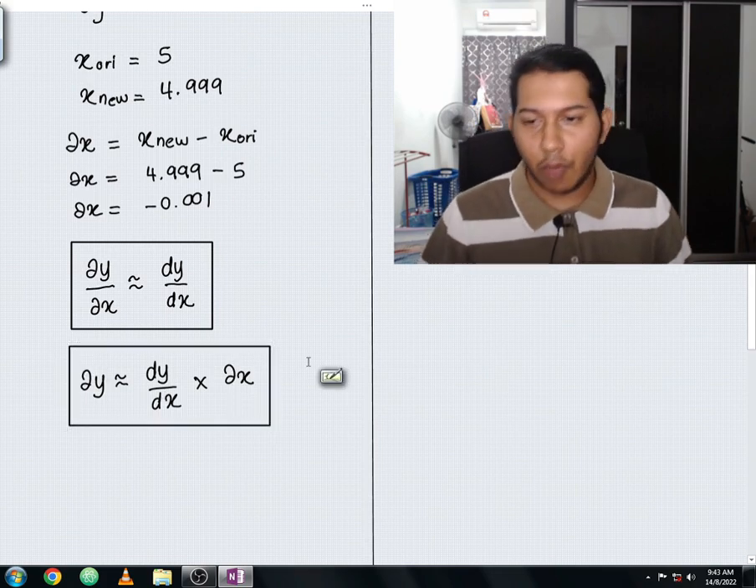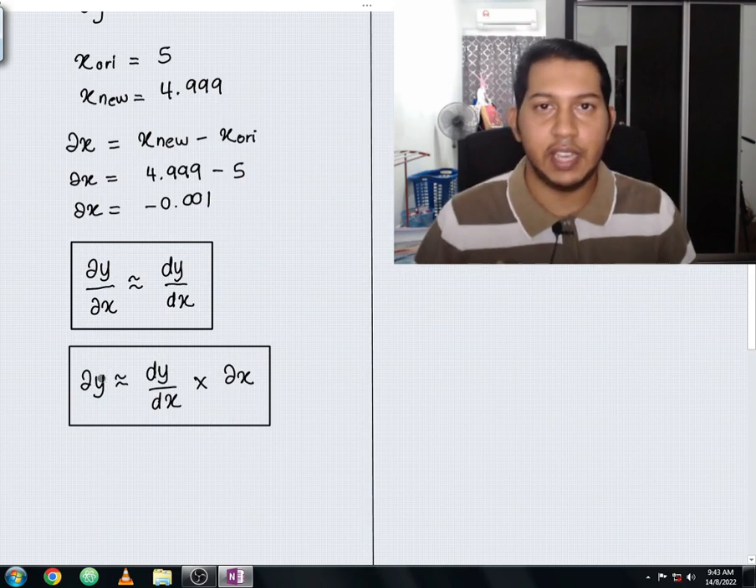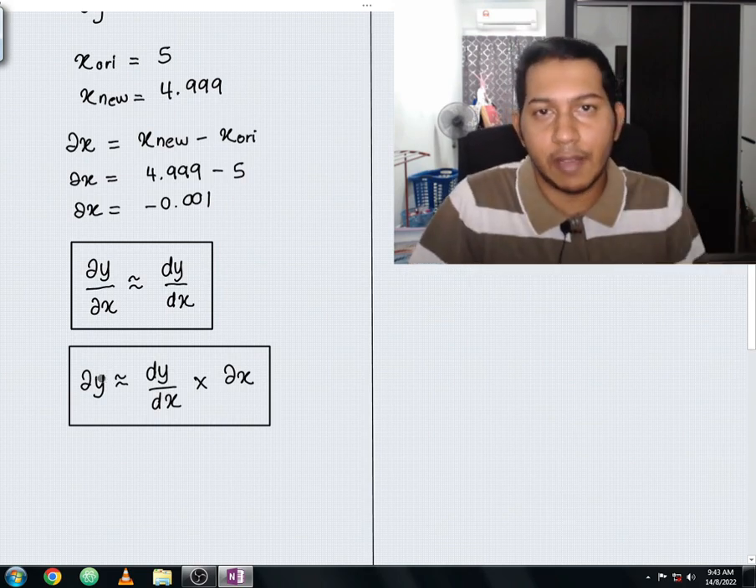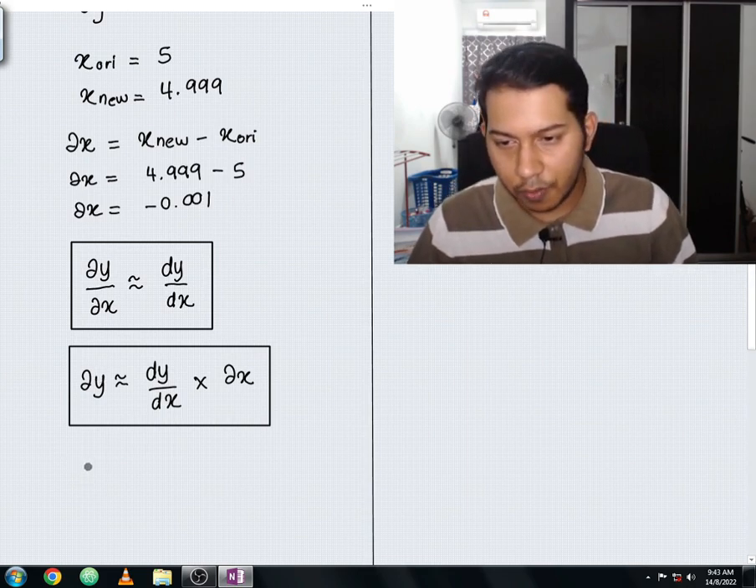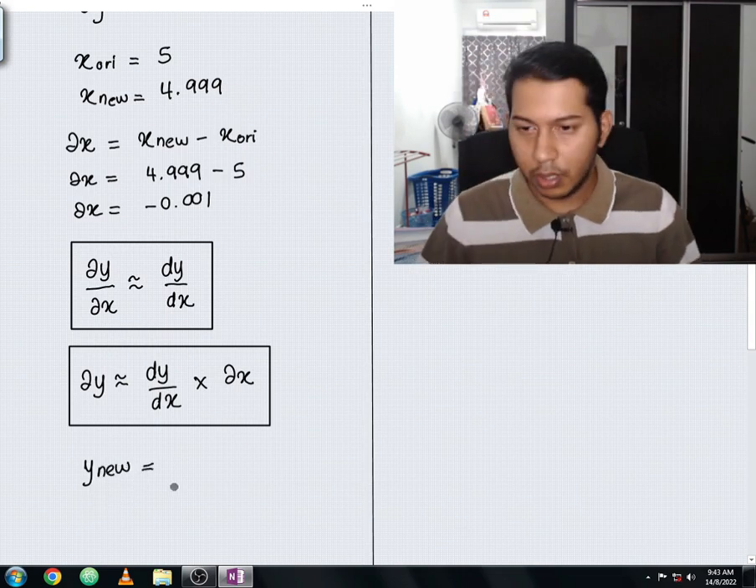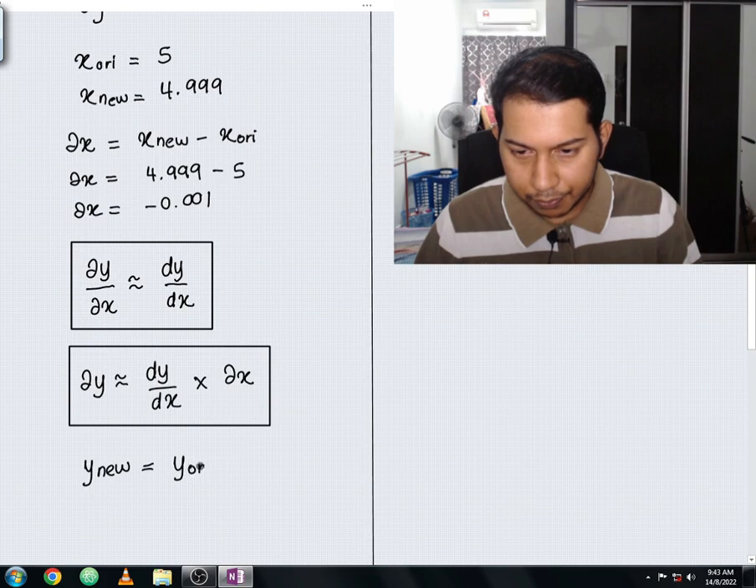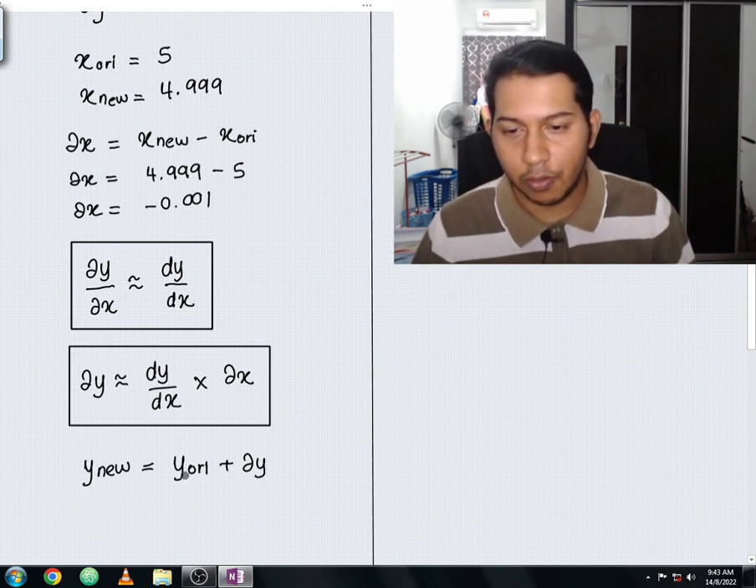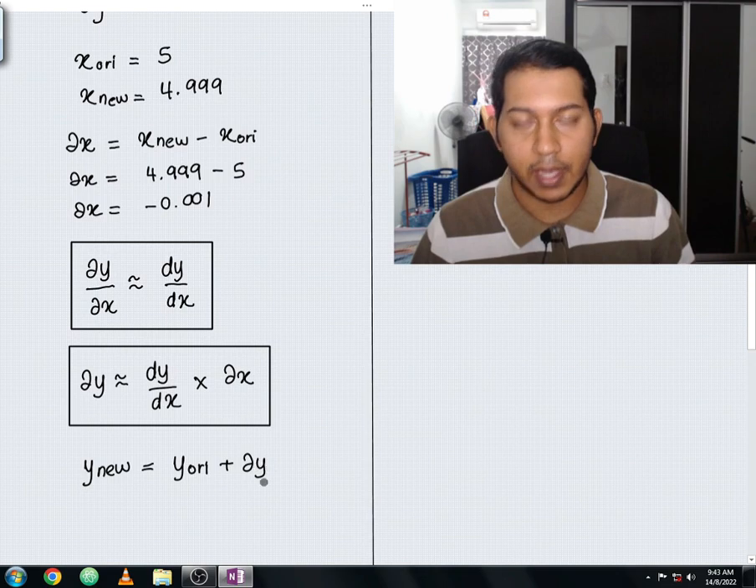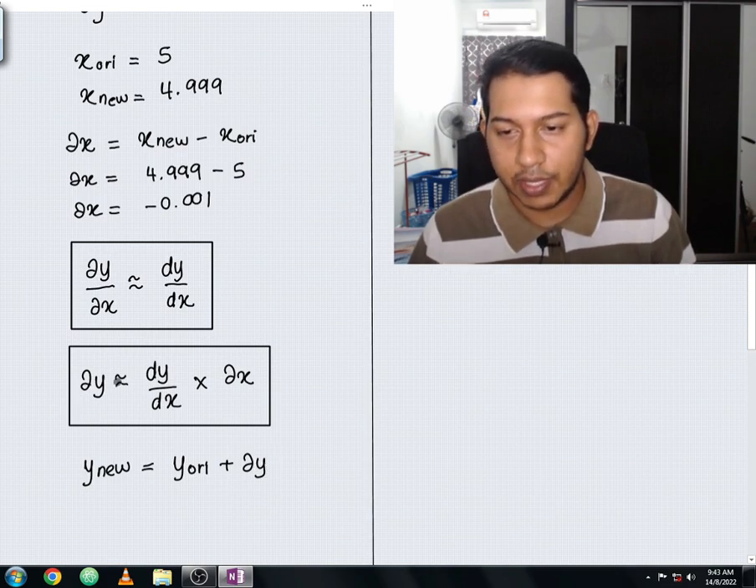Once you find the delta y, if the question requires you to find the new y value, what do you need to do? To find the new y value, y new will be equal to y original plus delta y. Delta y here we have already expressed, which is approximately equal to dy over dx times delta x. So this formula we are going to substitute over here.